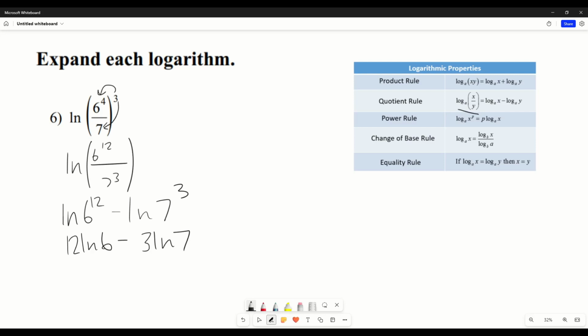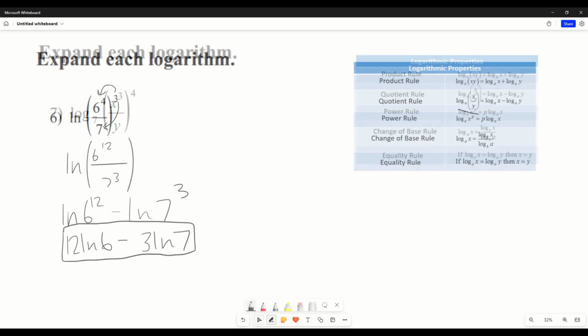Okay, that was just the quotient rule. Our answer is basically this, because we expanded the logarithm. We expanded this single logarithm into two logarithms. And if we were to condense this, we would have to go backwards using the quotient rule and product rule.